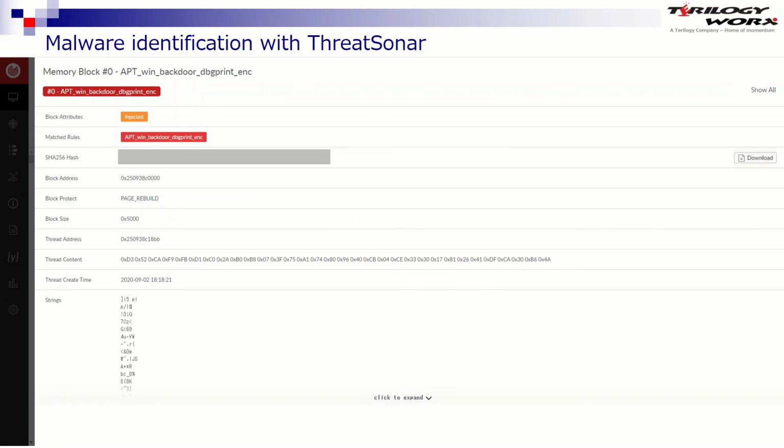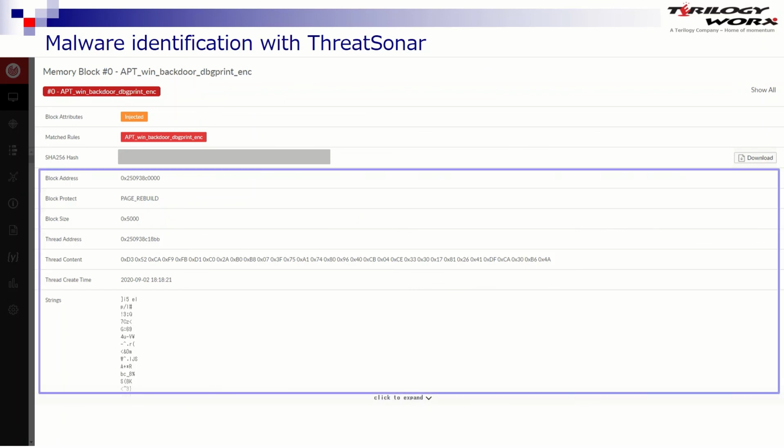With ThreatSonar, we can do memory analysis without advanced knowledge in memory forensics. In a few clicks, we can continue analysis of the alert and see how the malware tried to modify the system's memory and which code it tried to deploy.